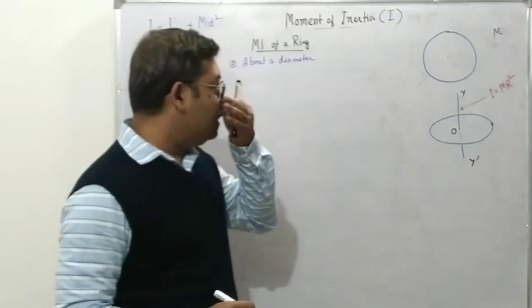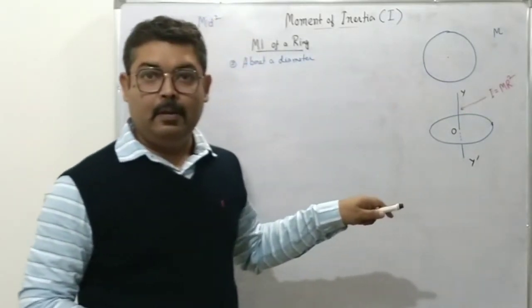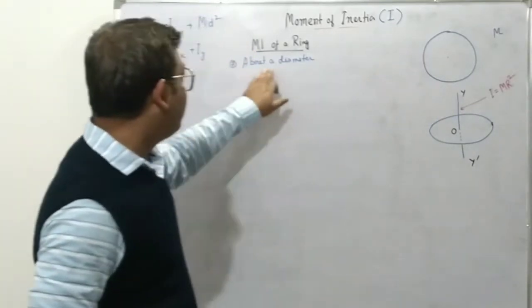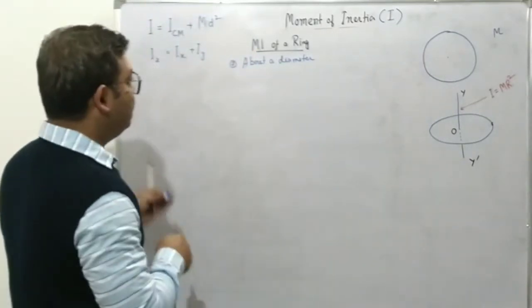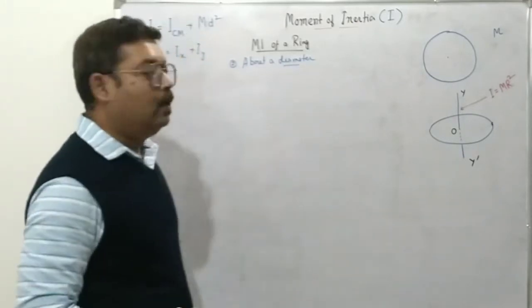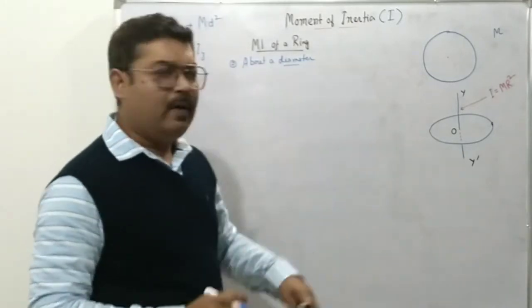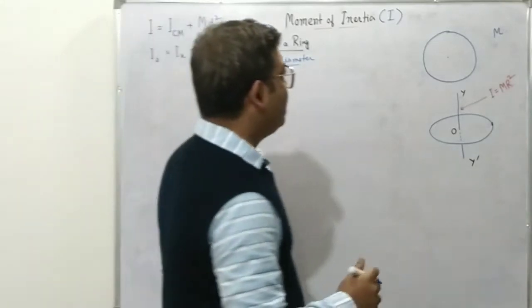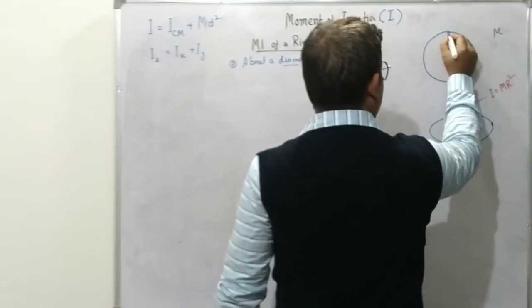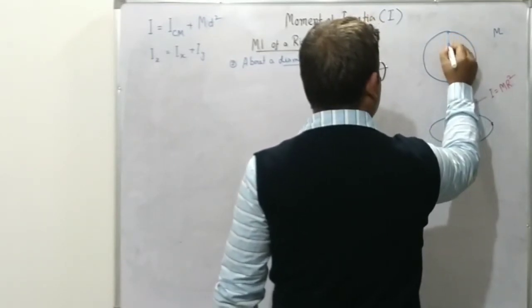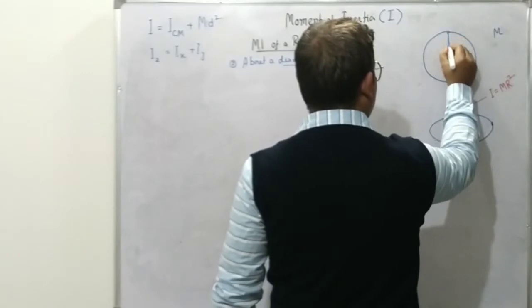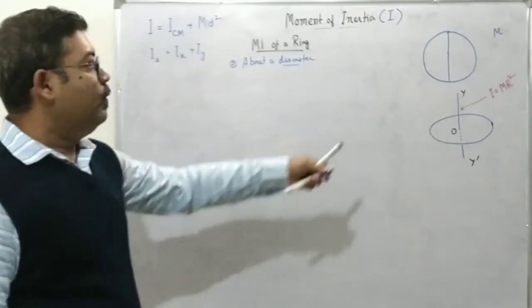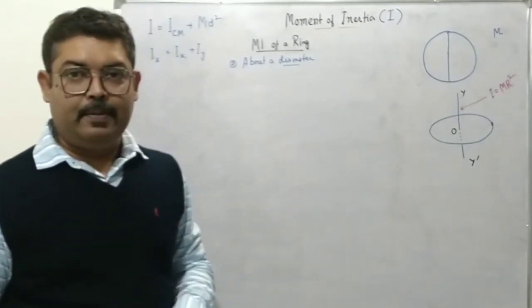Okay, now we consider the same ring, but now we want to find the moment of inertia of the ring about one of its diameters. We can have an infinite number of diameters for a ring, right? It's a circle basically, so we have an infinite number of diameters. So let's say we take one diameter like this, right through the center and coming down. So we want to find the moment of inertia about this diameter.